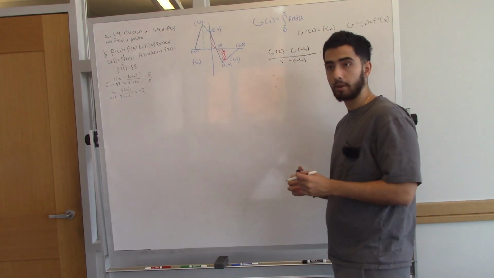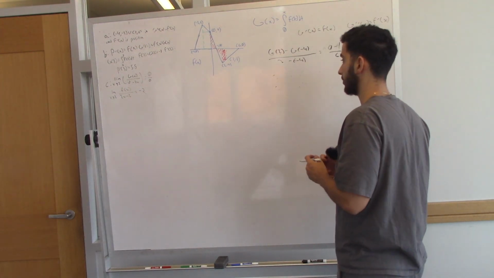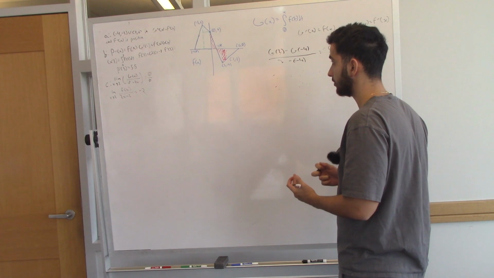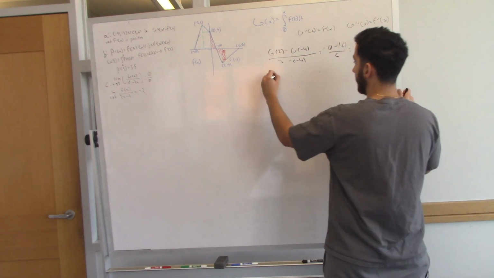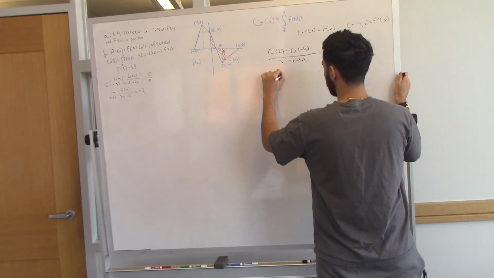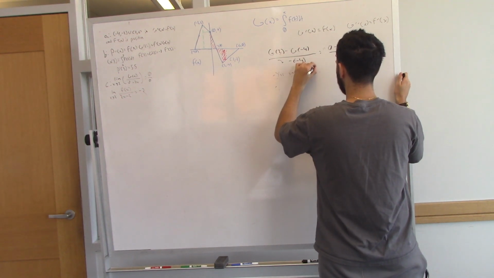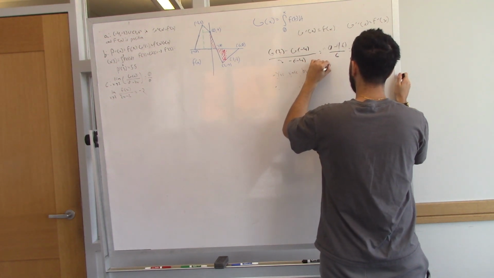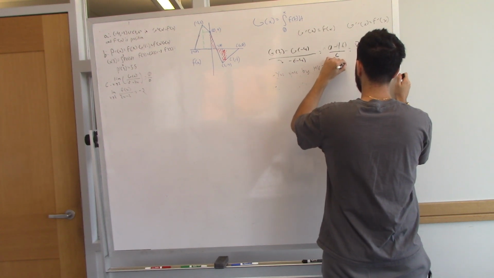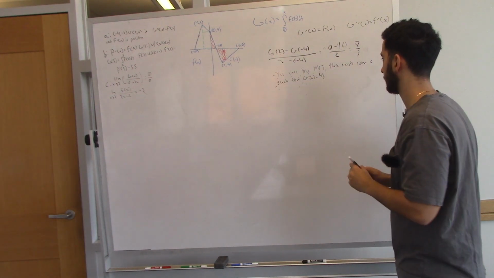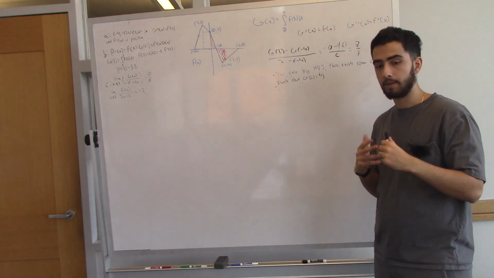Alright, so now that we have our average slope, and we know that g is differentiable and continuous on this interval, we know that, yes, by the mean value theorem, there exists some c such that g prime of c equals 8 over 3. And that's it for this FRQ.